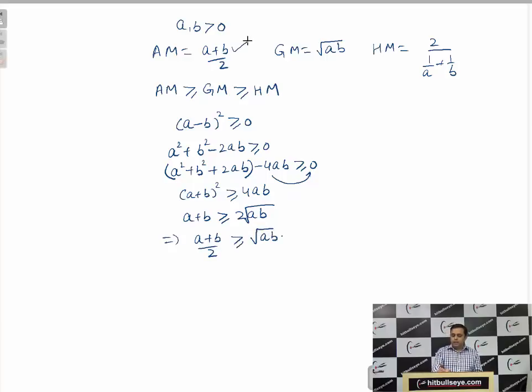A plus B upon 2 is nothing but the arithmetic mean and under root AB is the geometric mean. That means for any positive real numbers, the arithmetic mean is always greater than or equal to the geometric mean. Similarly, we can prove that the geometric mean of the numbers is always greater than or equal to their harmonic mean. Now, let us try to verify these results by taking an example.